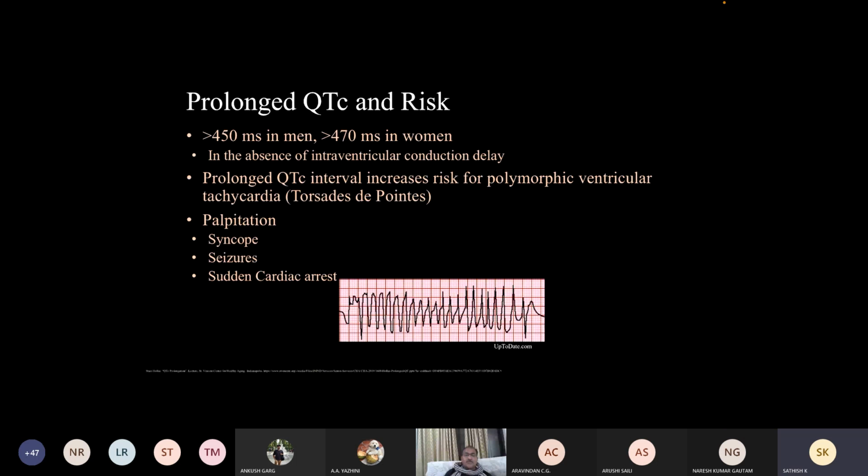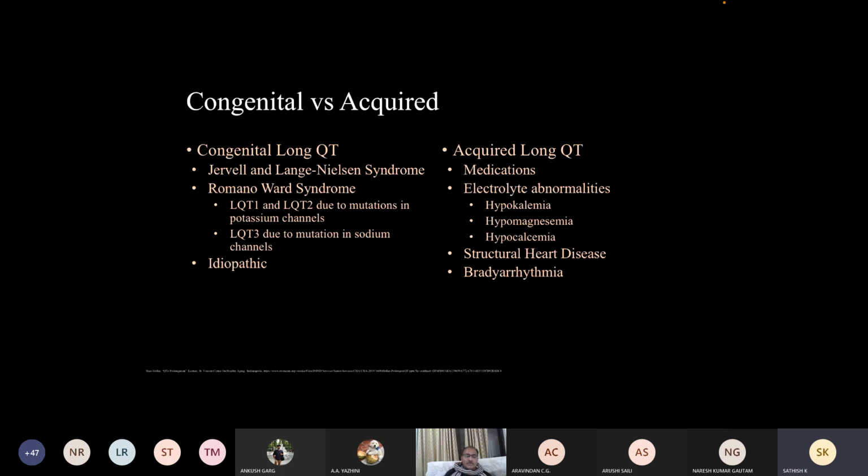Then a prolonged QT. Congenital syndromes like Jervell-Lange-Nielsen syndrome and Romano-Ward syndrome can cause prolonged QT. It can be acquired due to medications, as I told, like antiarrhythmics and ondansetron. Then most importantly, electrolyte abnormalities: hypokalemia, hypomagnesemia, hypocalcemia. Then structural heart disease can cause acquired long QT syndrome.